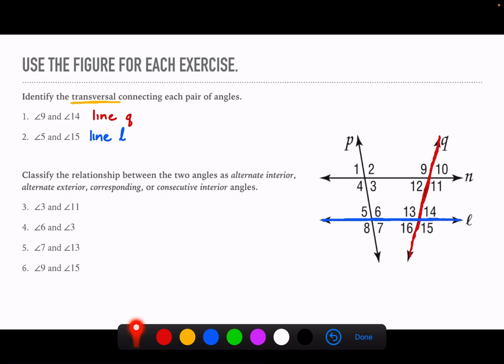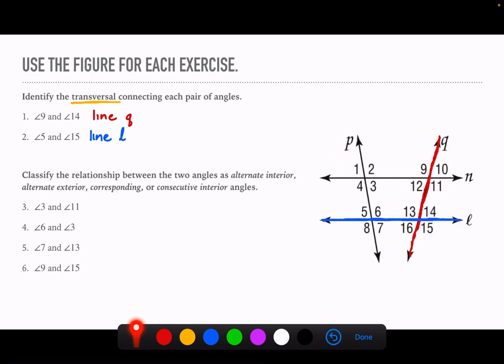Now let's take a look. We're going to classify the relationship between the two angles as alternate interior, alternate exterior, corresponding, or consecutive interior angles. So we're going to call them one of these. All right, so if we look at angle 3 and angle 11, notice where they are. Are they on the interior of the two lines? If in this case this is our transversal, then we can ignore this. We don't have to look at that. We're just going to focus on these angles here. And so this is the interior of those two lines.